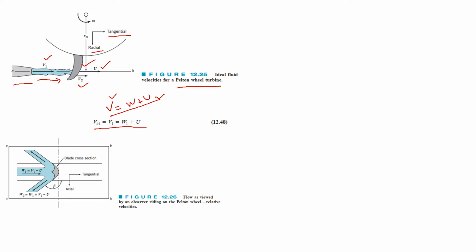This is the equation that we used previously, and now we are going to see our velocity vector triangles at the inlet and the outlet. Here we have the blade cross section, and as you can see, the velocity v1 has a tangential component, that is v theta 1, and they will both be equal to w1 plus u. This is your equation 12.48.